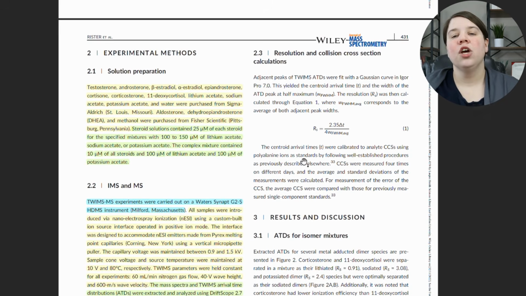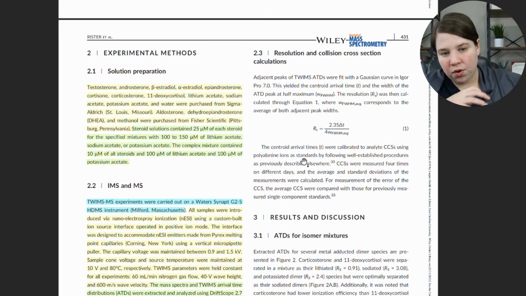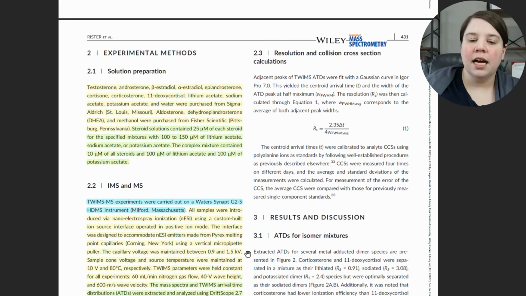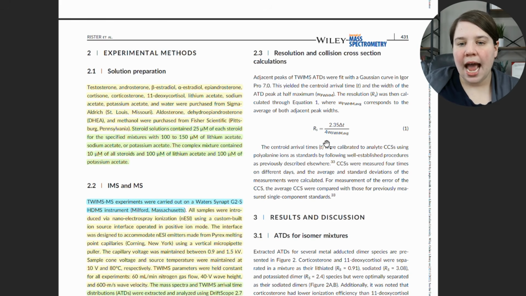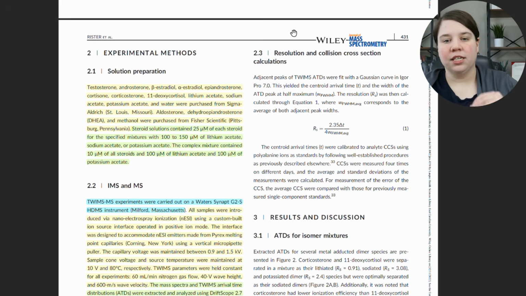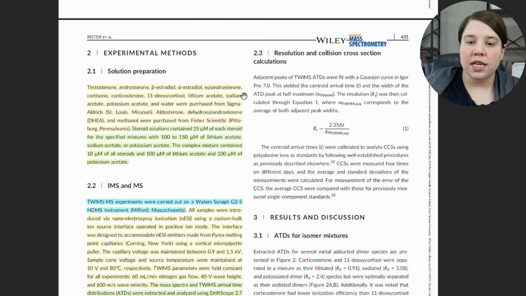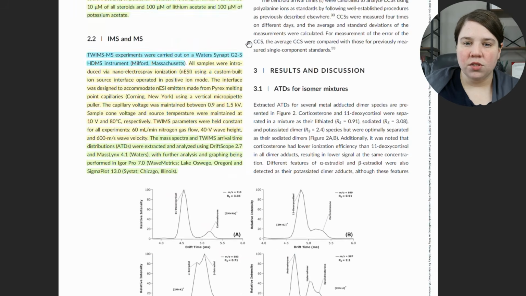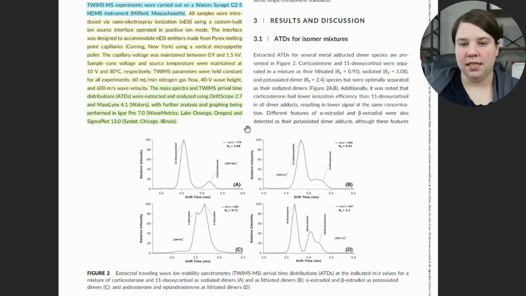And then finally, you're talking about data analysis. So moving through this, I prepared my solutions, I ran them. How did I actually analyze the data? And this is a little bit in this IMS and MS section in that bottom portion. And over here, it's specifically in how did I actually do specific calculations. So this really just has 2 sections that I'm talking about here. One is the equations that I did for my resolution, and then the other one is how I got my CCS measurement.